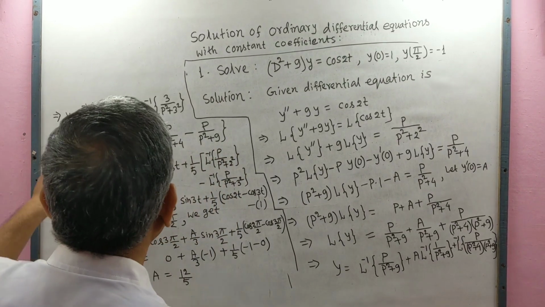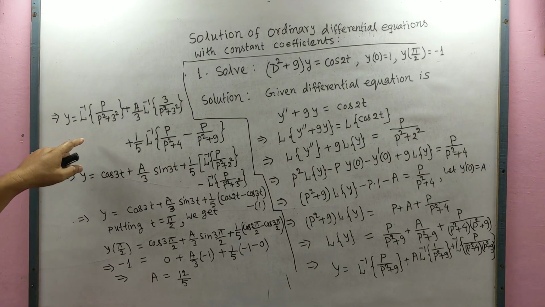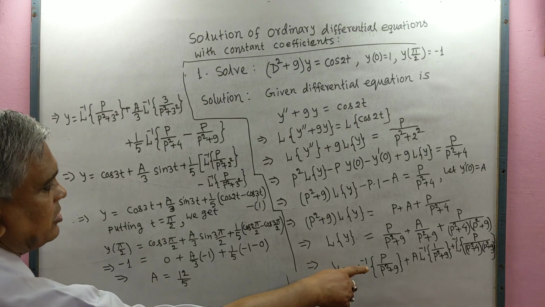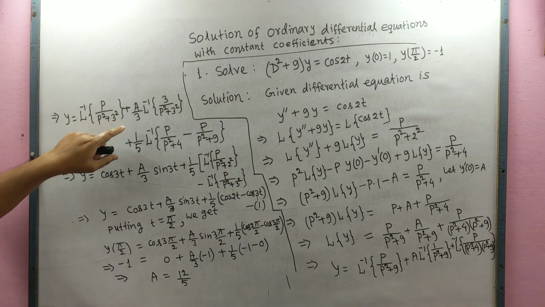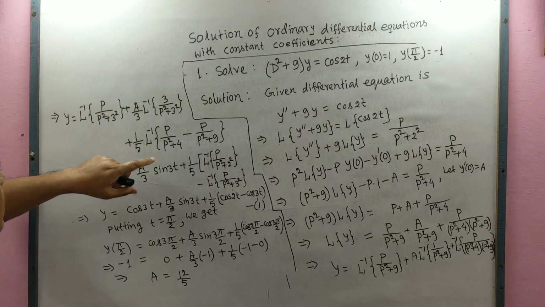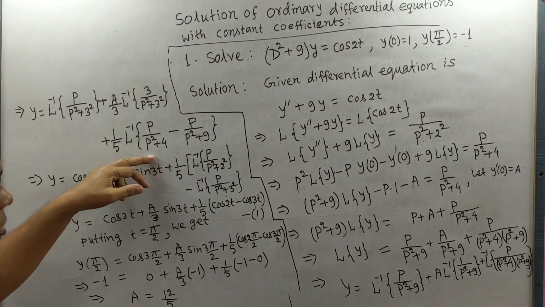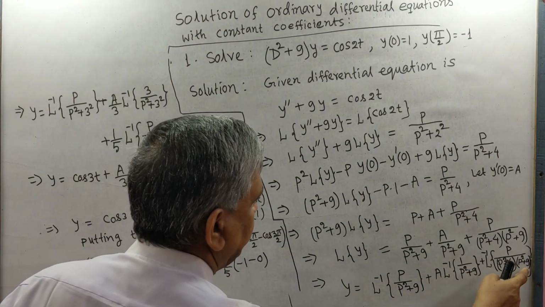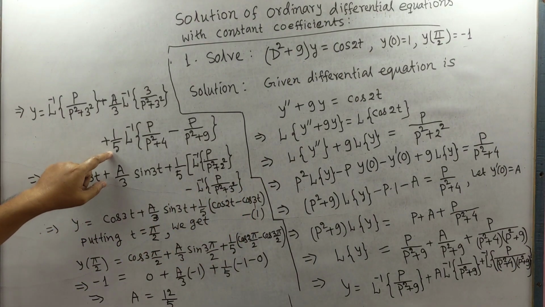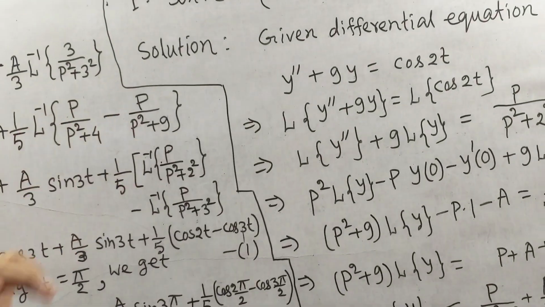Now here y equal to L inverse of p by p square plus 9, that is 3 square. Here also be the same. You divide 3 and multiply 3. Here we make partial fraction of p by (p square plus 4)(p square plus 9). We write outside 1 by 5, L inverse of p by p square plus 4 minus p by p square plus 9.